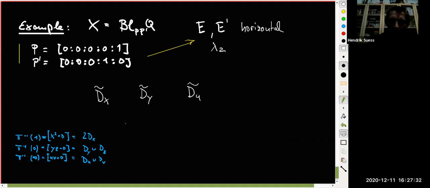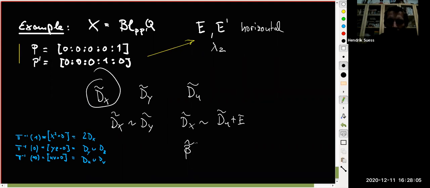One could do this, but one can even simplify a little bit more in this case. Actually, dx tilde can be checked to be linearly equivalent to dy tilde, I think, and it's also linearly equivalent to du tilde plus e, if I'm not mistaken. So it's sufficient to calculate the beta invariant just of dx tilde for this example. I didn't put it on this board and I'm not going to do the calculation, but it's quite straightforward to check that this is indeed positive. I guess this is all I wanted to tell. Thanks for your attention.